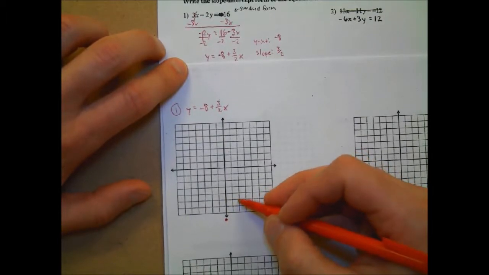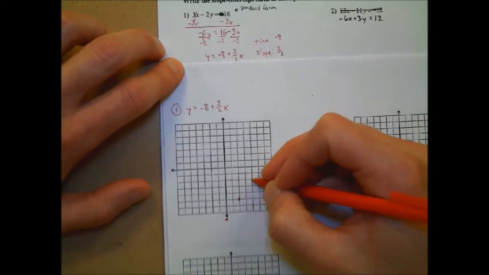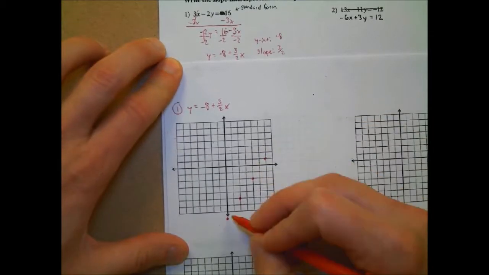Okay? And we can do it again. Up 1, 2, 3, right 1, 2. Up 1, 2, 3, right 1, 2. And then I won't have enough more space. Connect the dots.